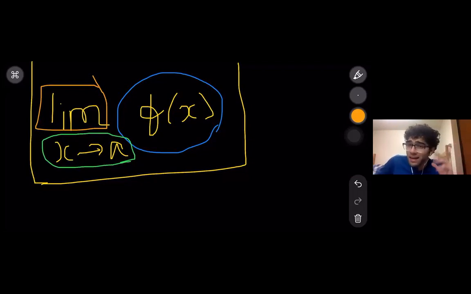Why is the word limit important? Why don't we just say x goes to a, f of x? Why don't we just stop at that? Because f of x might not exist so easily. It might not be something that we can grab hold of. It might be something that we can only guess. It might not be a simple function which we can quickly say, oh, when x goes to a, this function will go here. No, it might not be that simple.